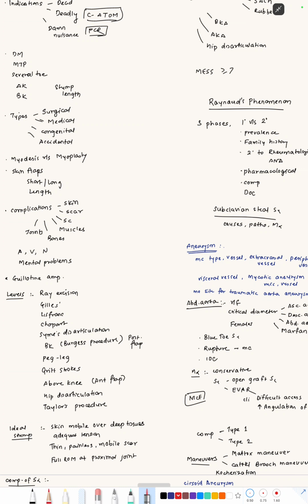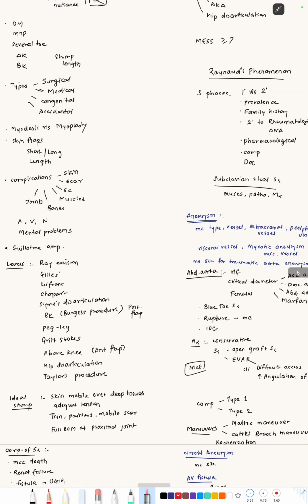The stump length for below knee amputation should be more than 8 cm, ideal 10 to 12 cm. For above knee amputation, the stump length should be more than 20 cm. There are different types of amputation. The first is surgical amputation, that is done for gangrene patients. Medical amputation is because of the drugs, or it is because of frostbite. Then congenital amputation because of amniotic band syndrome, and accidental because of road traffic accident or any machineries.